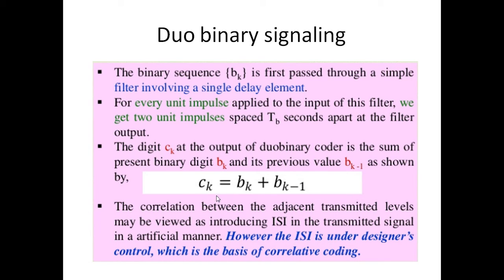If we apply this formula and look at ck, the correlation between those things will be very high. Adjacent transmitted levels, we are adding some. So the first sequence bk is there, and bk minus 1, we are adding an unwanted sequence. So this is considered to be ISI in a controlled manner. This is called correlative coding.